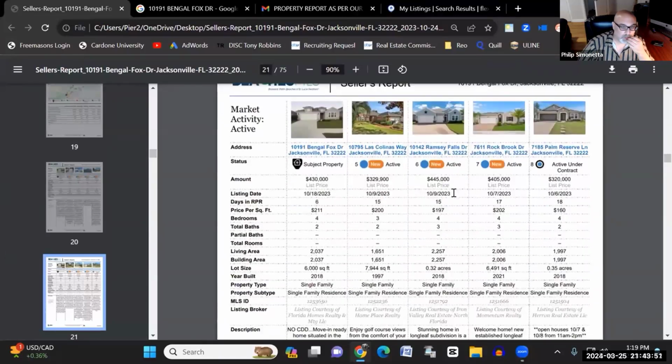So these are the other ones on the market. Here's another one, very similar to yours. This one was built the same year. It's a little bit bigger, and they're asking 445. See, they got about 200 square feet more. So 429 is a comparable to that.